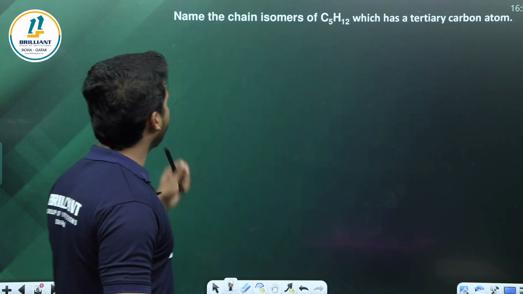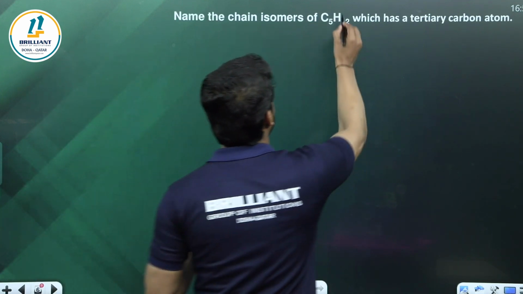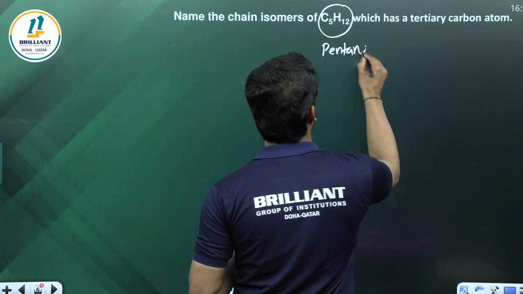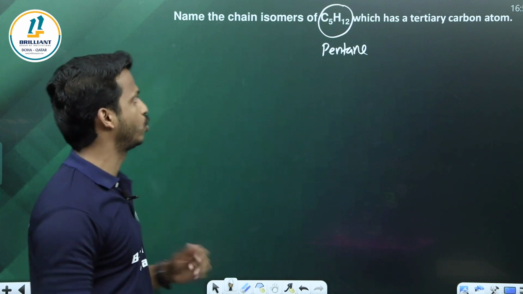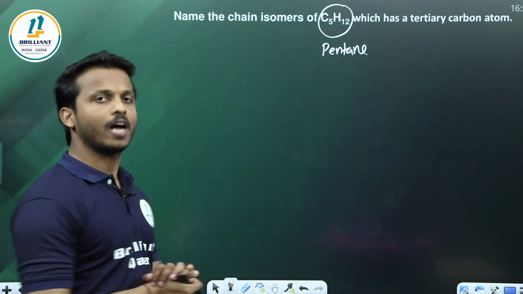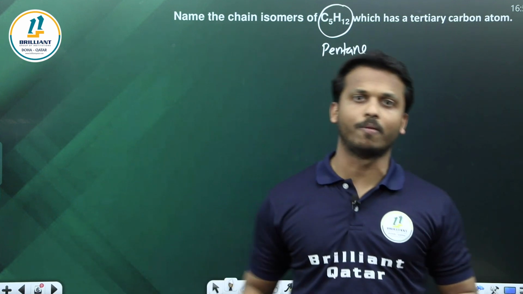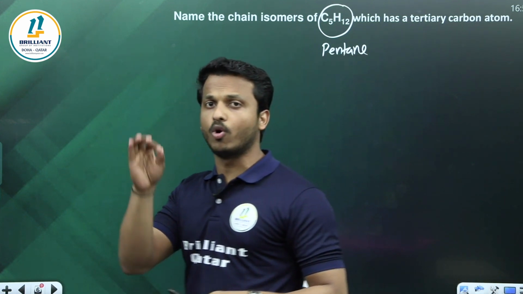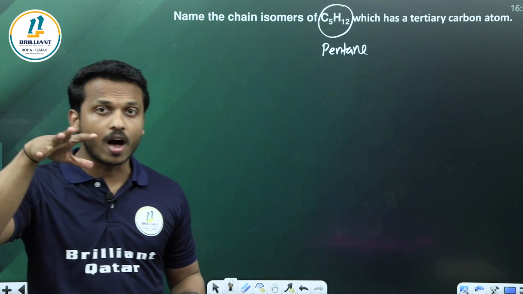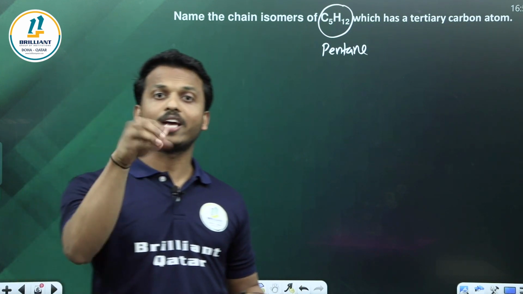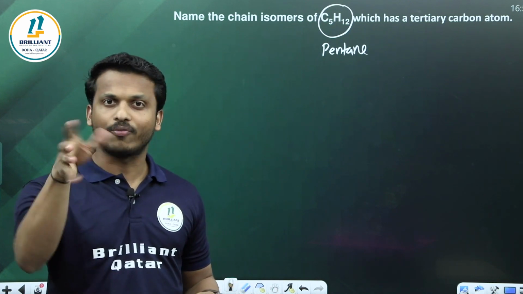Next one. Name the chain isomers of C5H12. What is C5H12? You know that it is pentane. It can be pentane, C5H12. Write the chain isomers. What do you mean by chain isomer? Compounds having the same molecular formula but different carbon chains, different carbon skeleton. This is called chain isomerism. Same formula but different carbon chain.